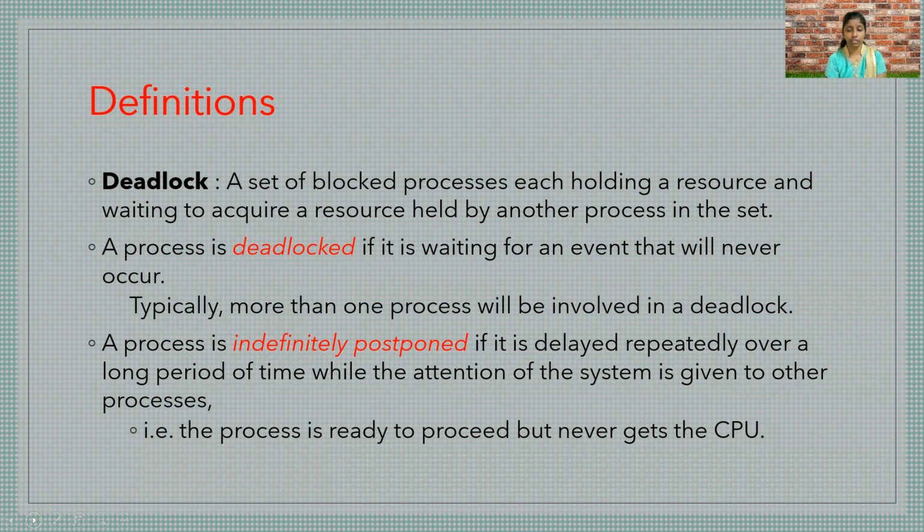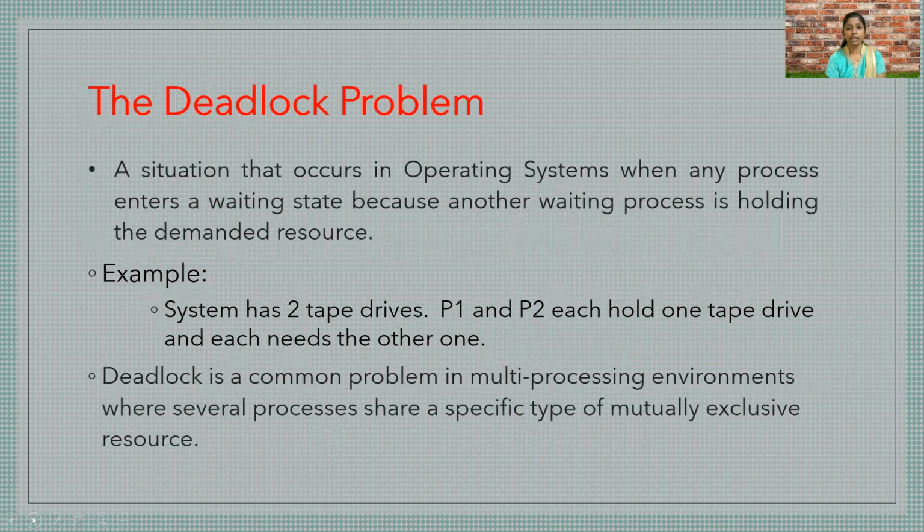A process is deadlocked if it's waiting for an event that will never happen. Usually, it requires more than one process to be involved in a deadlocked condition. In such cases, a process is indefinitely postponed and delayed repeatedly over a long period of time, while some other process is given attention and provided with the resource that it needs. Hence, the deadlock problem is a situation that occurs in an operating system when any process enters a waiting state because another waiting process is holding on to the demanded resource.